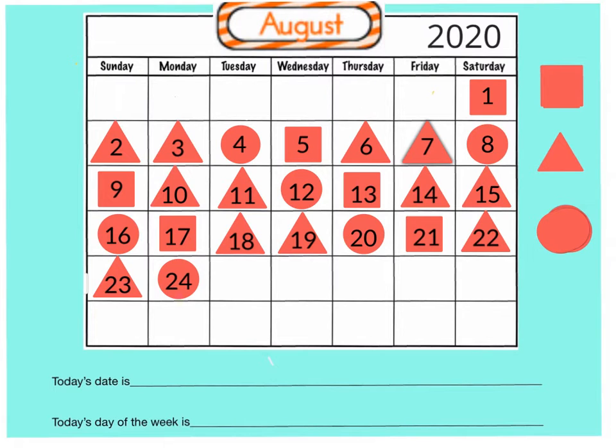It's back to calendar time. All right, let's talk about what month we're in. Yes, we're still in August. And what year is it? It's still 2020. All right, next we're going to figure out today's date tag.